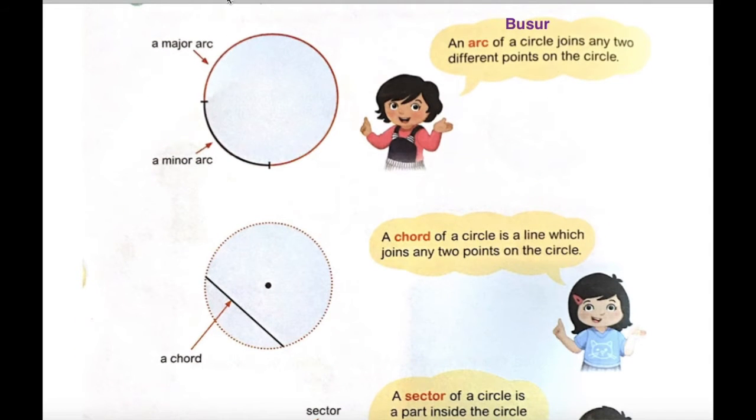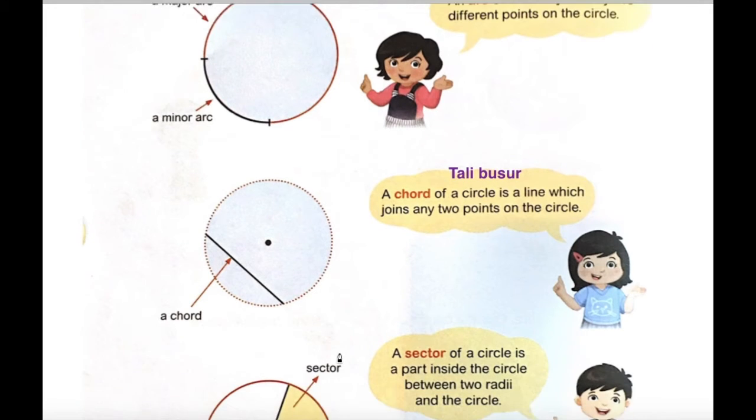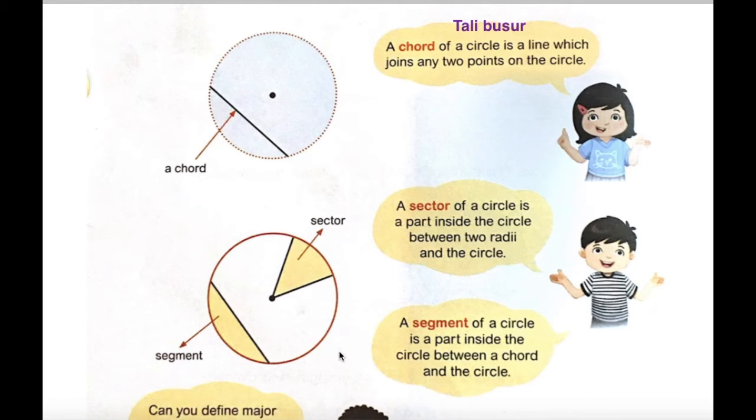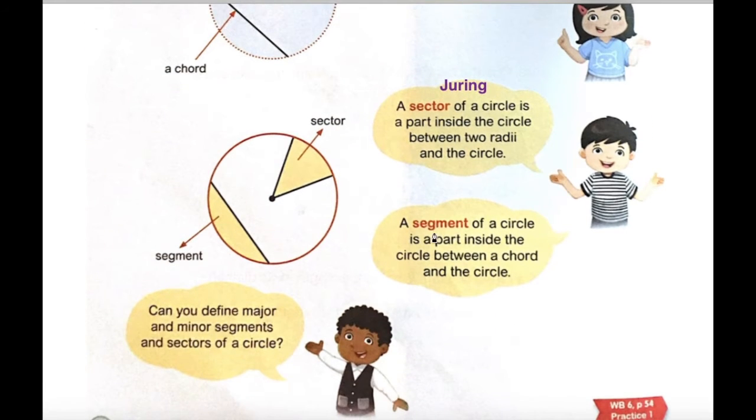And then chord. Chord in bahasa Indonesia, we learned it is tali busur. A chord of a circle is a line which joins any two points on the circle. Yeah. And then a sector of a circle is a part inside of the circle between two radii and the circle. Kita sebutnya dalam bahasa Indonesia adalah juring. A segment of a circle is a part inside the circle between a chord and a circle. We call that tembereng.